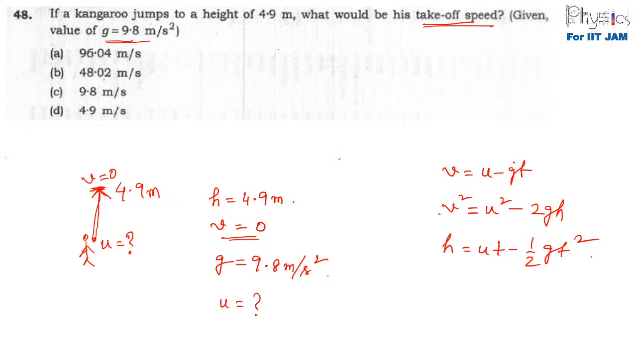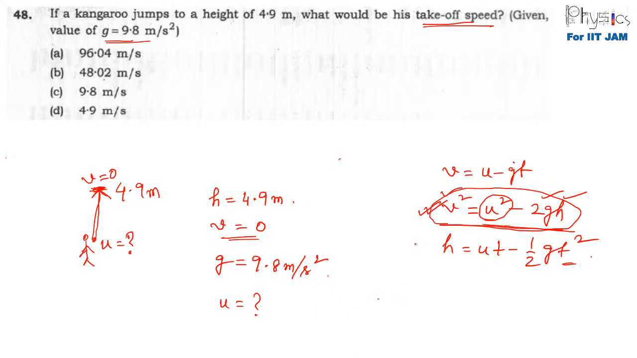So if we use this formula, now why this formula? See, we have g, we have h and our v is 0, so we can easily use this formula to find our unknown u, right? We don't have t, that is, we don't know after which time the kangaroo stops, or the kangaroo reaches the maximum height. We don't know the time, right?